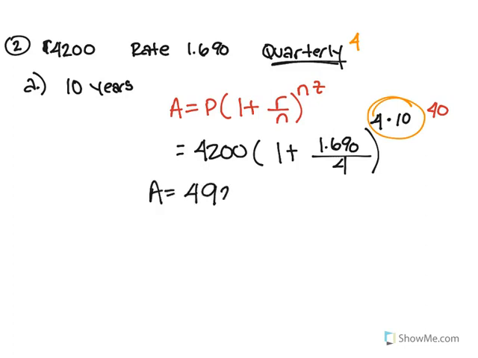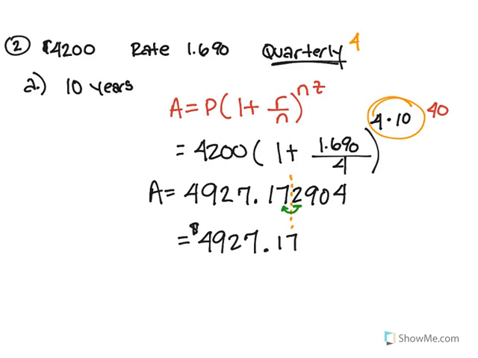And you should get 4927.172904. And at the nearest cent, that's 2 places. So 2 makes 7 stay the same. Good. So $4,927.17 is what you will have after 10 years.